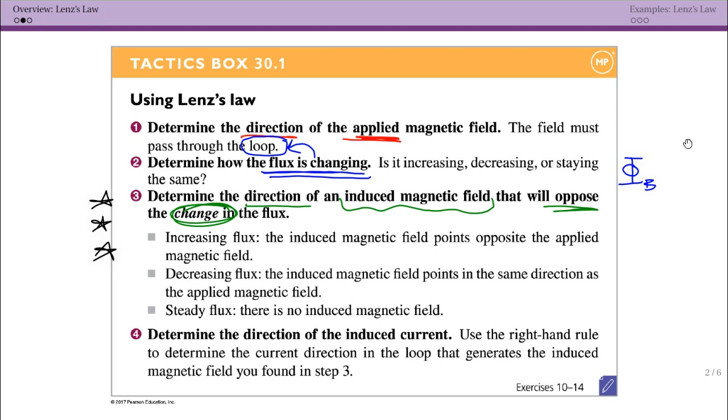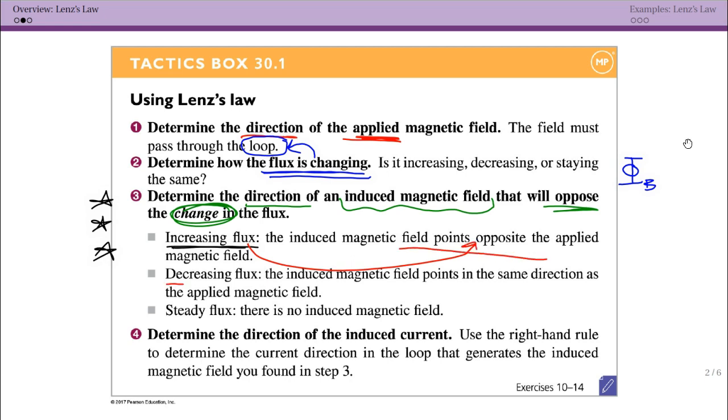So once you know what your flux is and how it's changing, you want to oppose the change. And again, I'll show a picture that goes through this. So you're now creating a new magnetic field that's opposing the change. What that means is if you have an increasing flux, if you have a flux that's getting bigger, that leads to an opposite field.